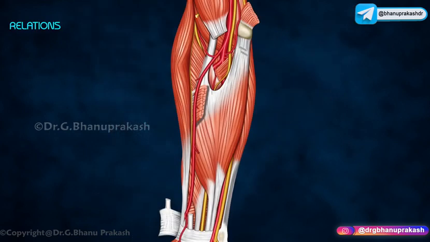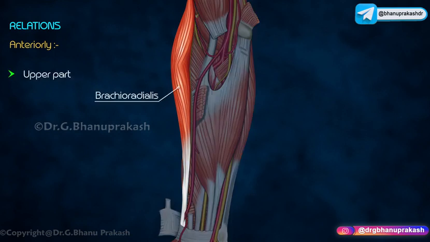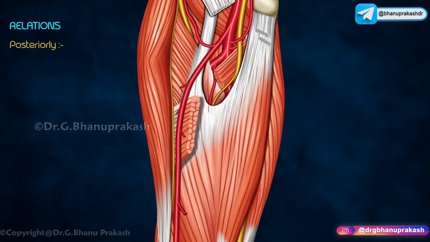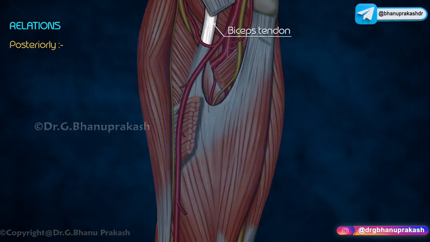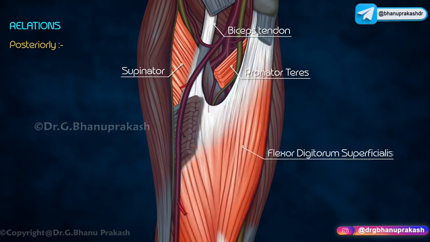Relations. Anteriorly, the upper part is overlapped by the brachioradialis, and the lower part by skin and superficial fascia. Posteriorly, it is related from above downwards to the biceps tendon, supinator, pronator teres, and flexor digitorum superficialis.